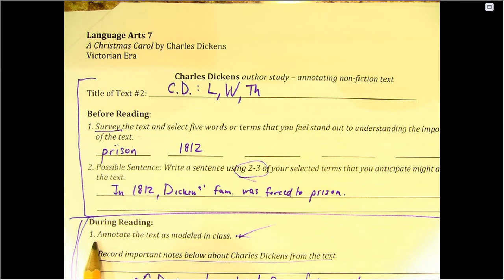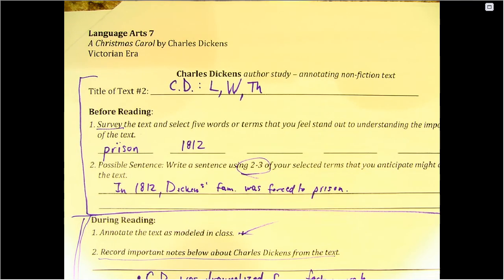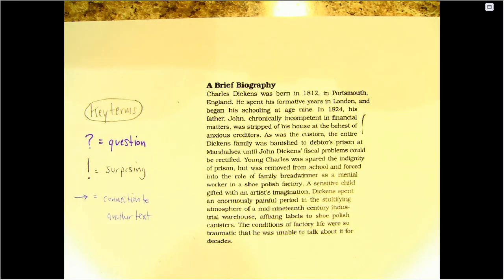There's 2 things I got to do. One is I have to annotate the text as modeled in class. So let's talk about annotating. All right, we're going to use our writing utensils again. But first, before we ever annotate anything at all, we want to make sure that we read the text because we don't want to just be underlining, circling, writing things that we might think are important without having actually read the text. So let's take a read.